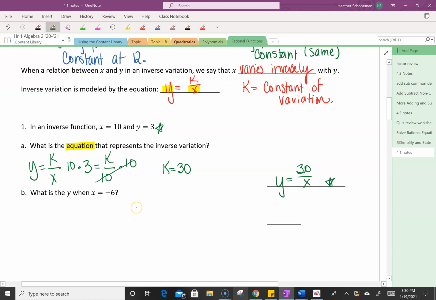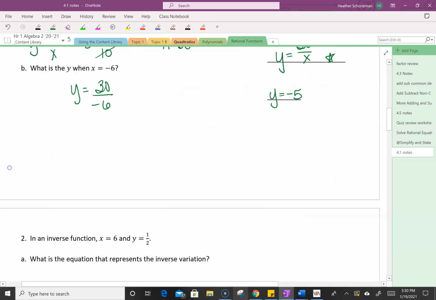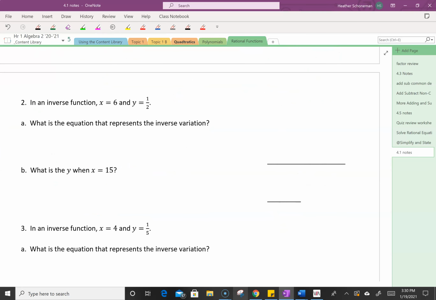So I'm going to say, well, what is y when x is negative 6? So I'm going to do 30 divided by negative 6. So I get negative 5, so y is negative 5. All right, let's try this again, coming up with different equations. So on number 2, it's another inverse function, so we know that it's going to be in the format y equals k over x.